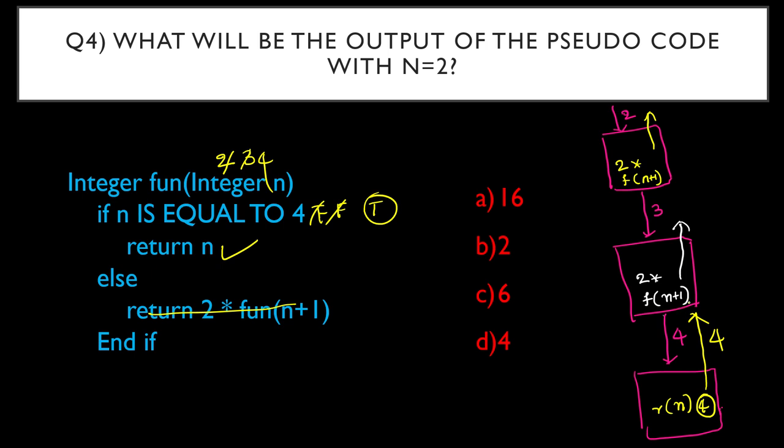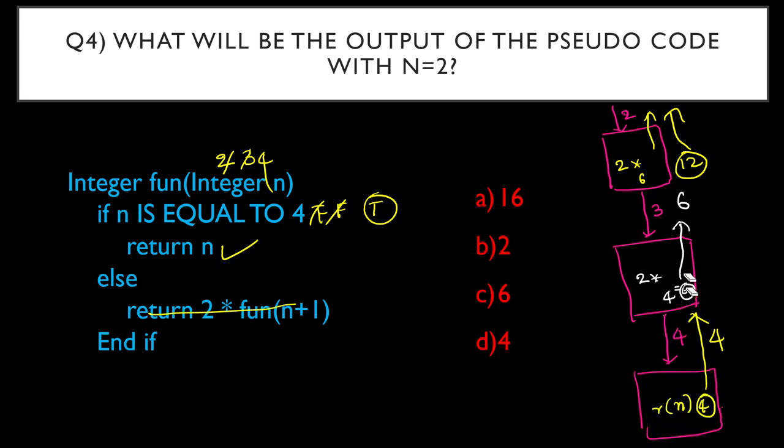So if you return the value 4 here, that is nothing but 2 into f of n plus 1. The value of f of 4 just became 4. That is 4 into 2, which is equal to 6. So you are returning 6 here. So if you return 6 here, 2 into 6, 6 into 2 is nothing but 12. This 12 will be returned here.